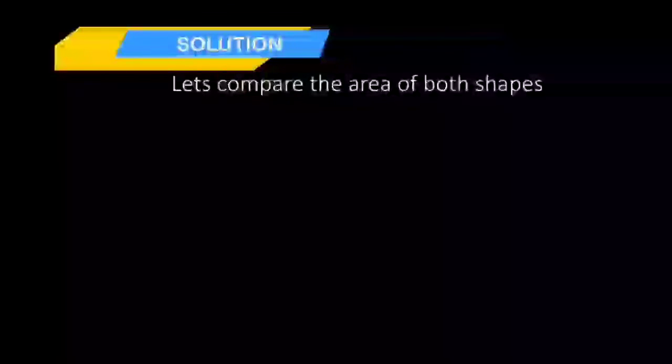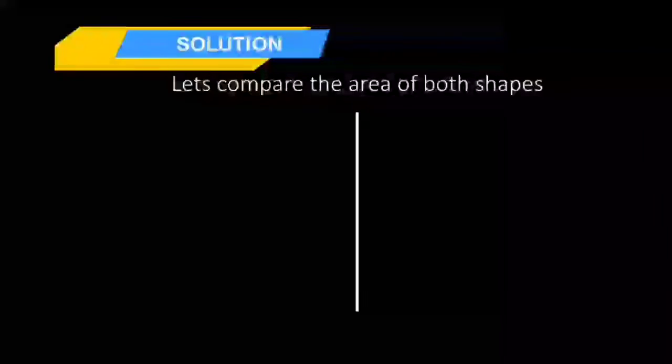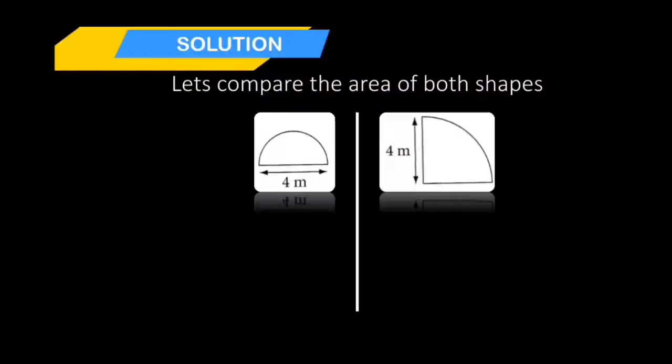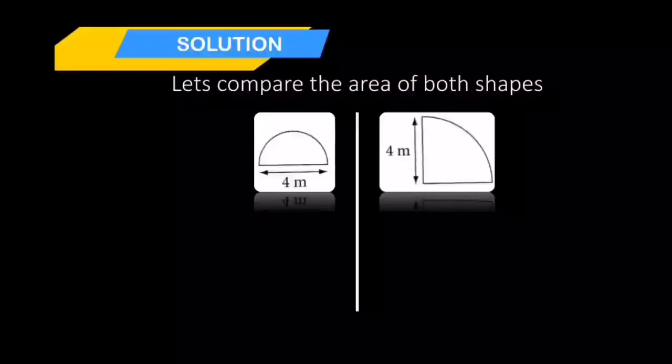Okay, this is the explanation about problem 1. Let's compare the area of both shapes. The first shape is the semicircle, and the second shape is the quadrant of a circle.